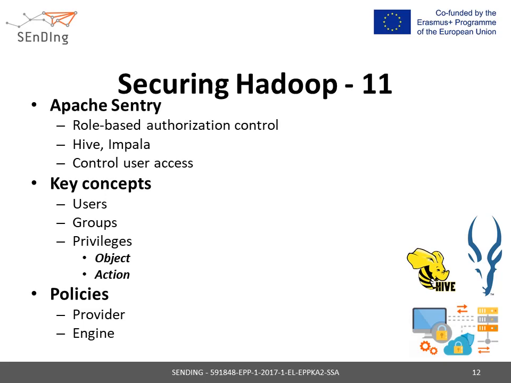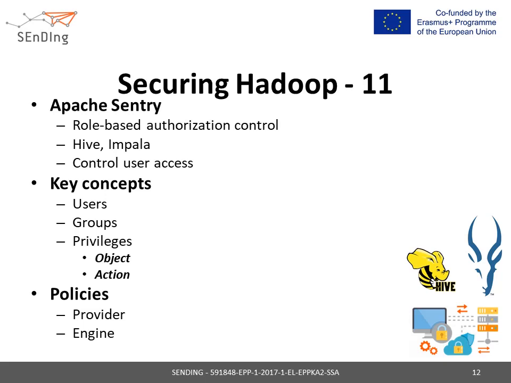When users wish to perform an action such as reading a file, Sentry relies on users, groups, and privileges to authorize the user requests. Specifically, a user is any user that has access to a Hadoop component such as Hive or HBase. A group is a set of users with similar needs and privileges. A privilege in the context of Sentry consists of two components, an object and the action the user wants to perform on that object.